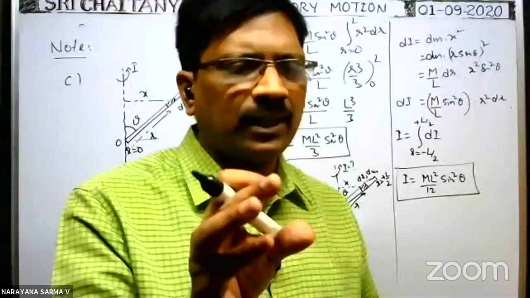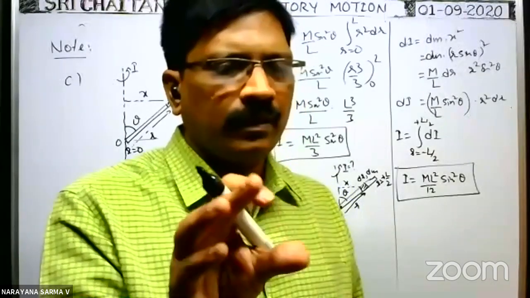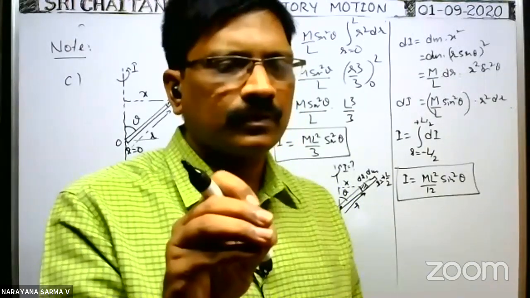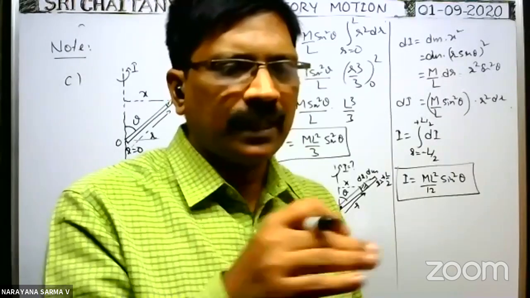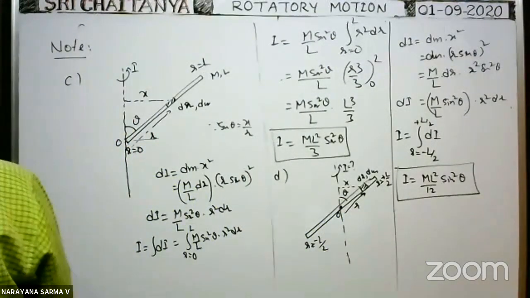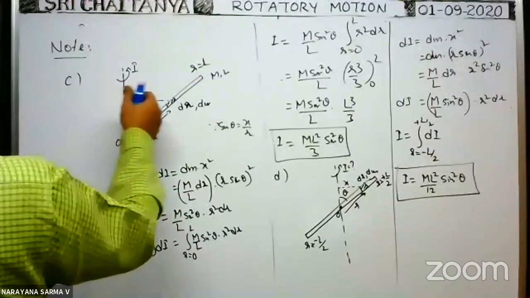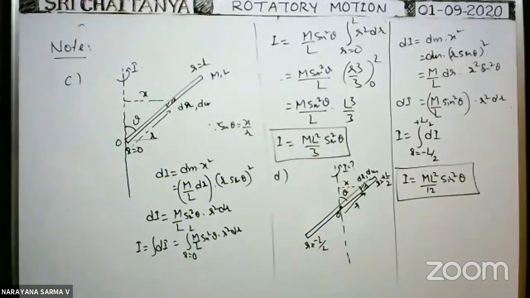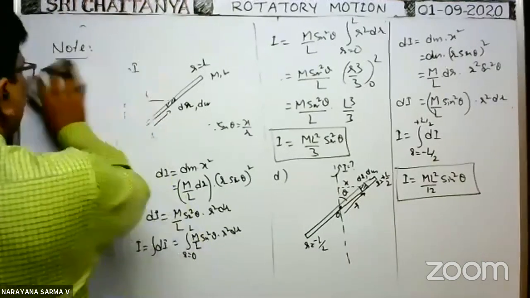Okay, last, can you spend 5 minutes? I will explain one more example. Okay. Uniform ring, we will discuss. Second one.